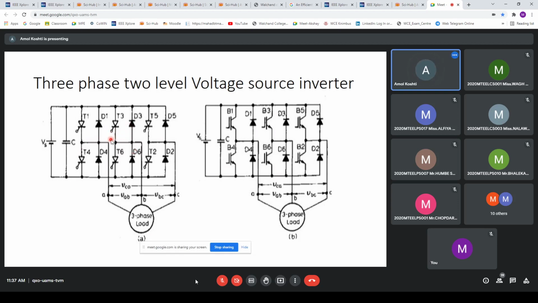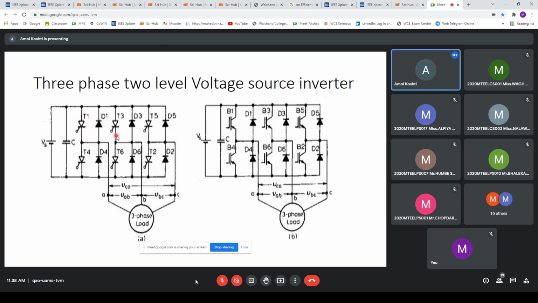This is the diagram only to understand the two level inverter. Here we have this diagram shown with MOSFETs, or we can also use transistors. Here, if you see, T1, T4, T3, T6, T5, and T2. So these six switches we are using.